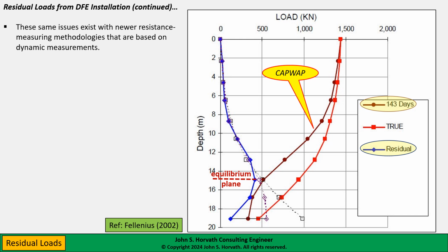But as Fellenius pointed out, the CAPWAP interpretation did not account for the forces that were already locked in as residual loads. And in this case, the toe resistance is maybe roughly 20% of the ultimate toe resistance. And again, there is an equilibrium plane that is rather far down the shaft of the pile. So we see that when correcting for the residual load, the true load distribution is rather significantly different from the CAPWAP interpretation.